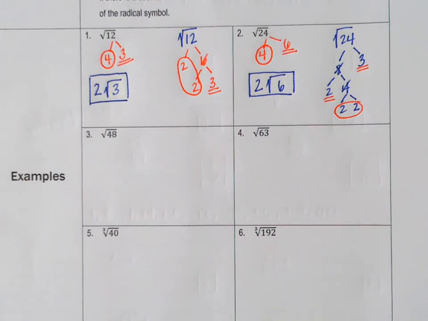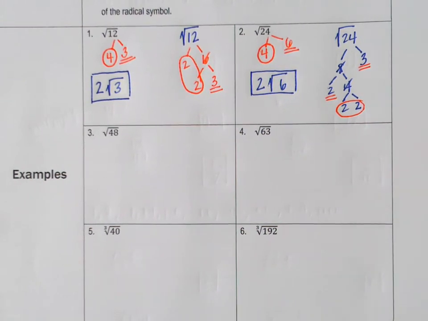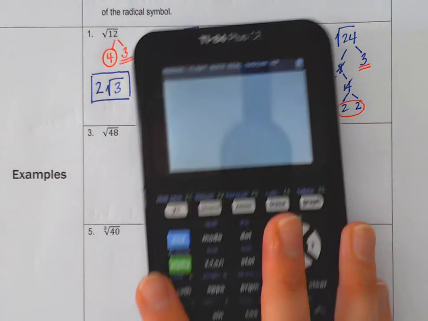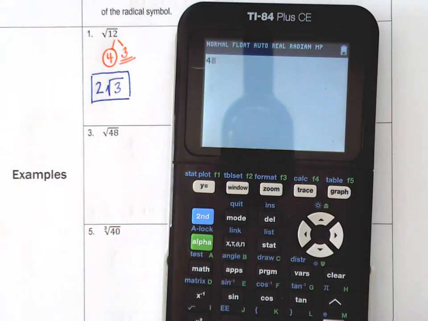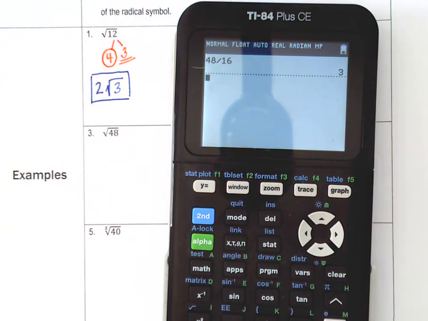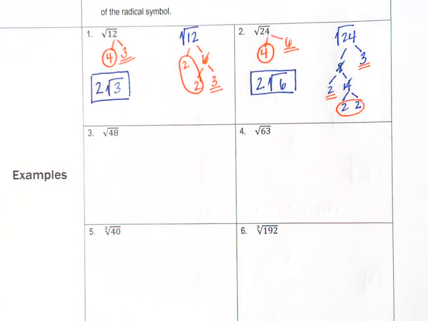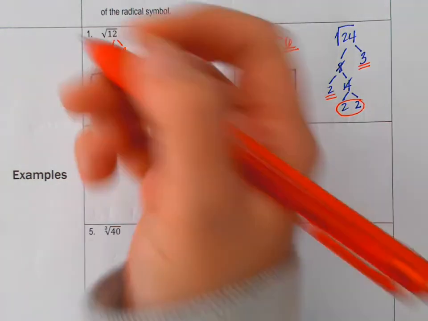Okay, so for number 3, we have the square root of 48. I think, what's my perfect square that goes evenly into 48? So I first would think 36. Does 36 go evenly into 48? It doesn't. Then I think, okay, 25. Does 25 go evenly into 48? It doesn't. And then I think, well, what about 16? And honestly, what if I wasn't sure? Well, that's why we have a calculator. So I can check, does 16 go into 48? And it does. 16 times 3 gets me 48, so I can break it up that way.